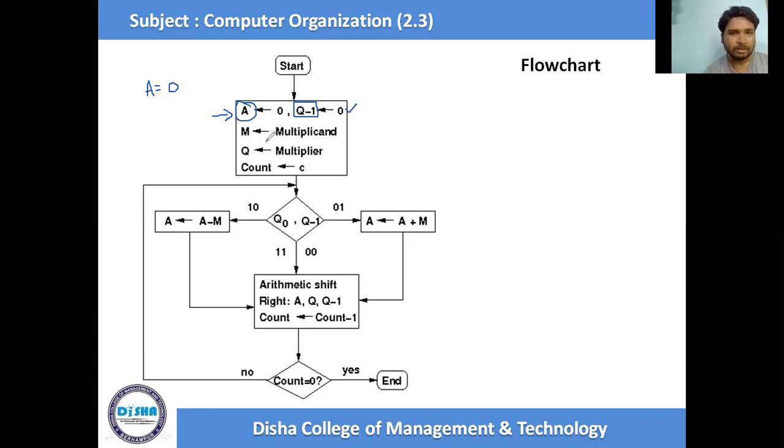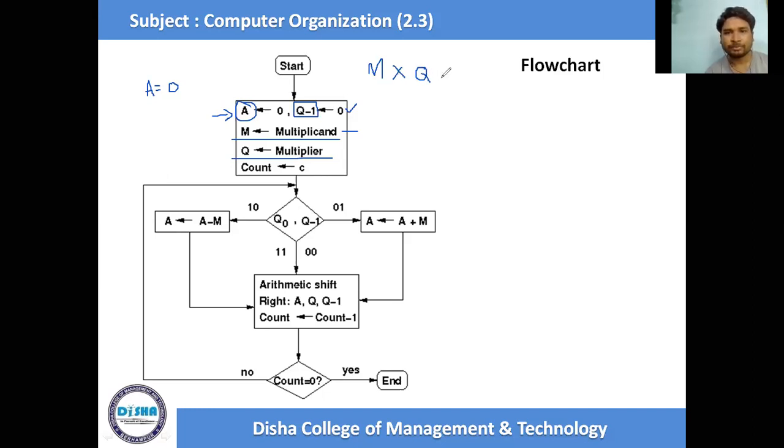Then we have to take the multiplicand, that is M, and Q is the multiplier. So in both cases we need a register: one register for M and another register for Q. And the count is also important. We have to count how many steps we are going to perform of this Booth's algorithm. Here, suppose we have a multiplication like M cross Q, where M is the multiplicand and Q is the multiplier.